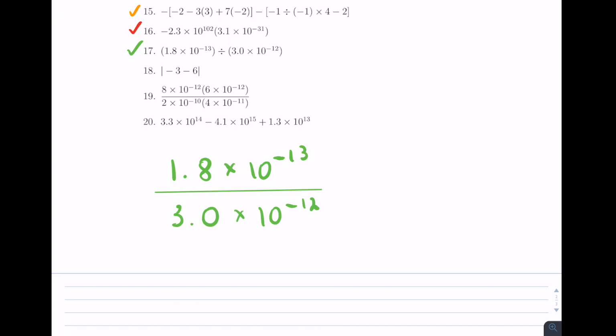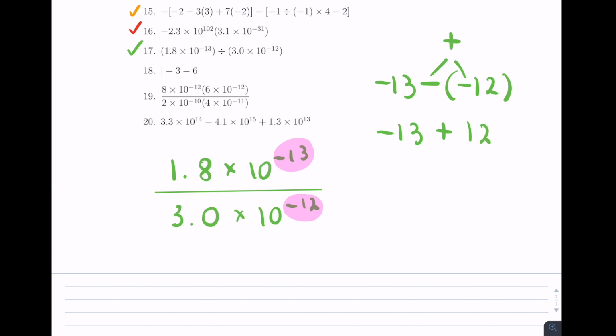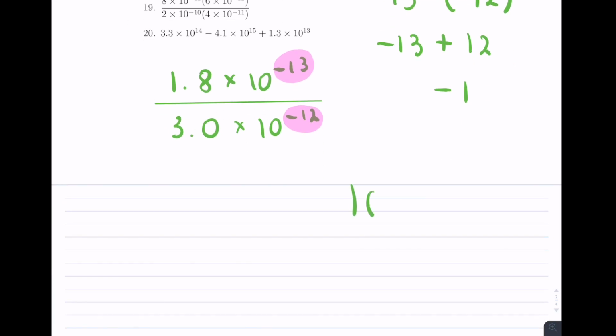Now, when we divide, we subtract the exponents. So we have negative 13, so subtract, but we are subtracting a negative. And again, negative becomes positive. So really this becomes negative 13 plus 12. And that is equal to negative 1. So we have 10 to the minus 1.